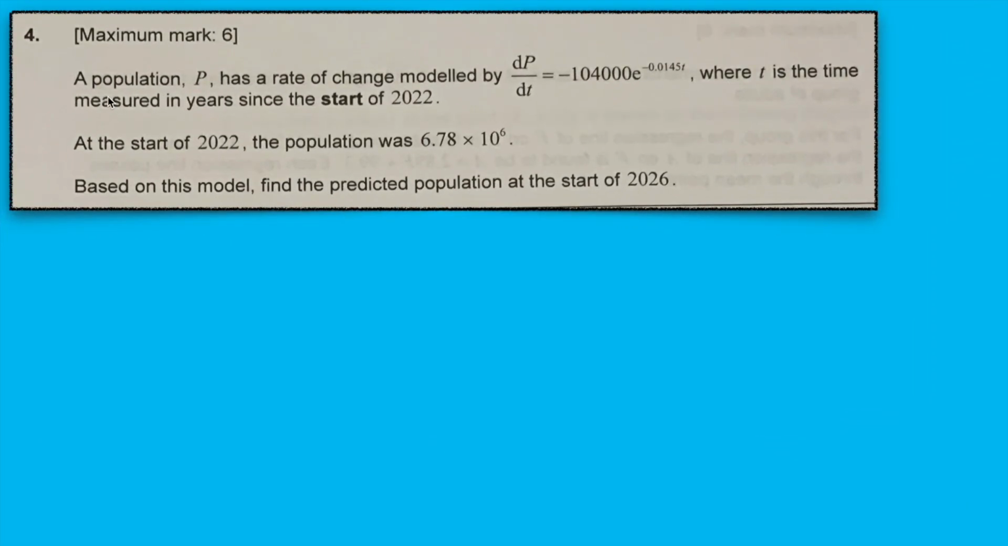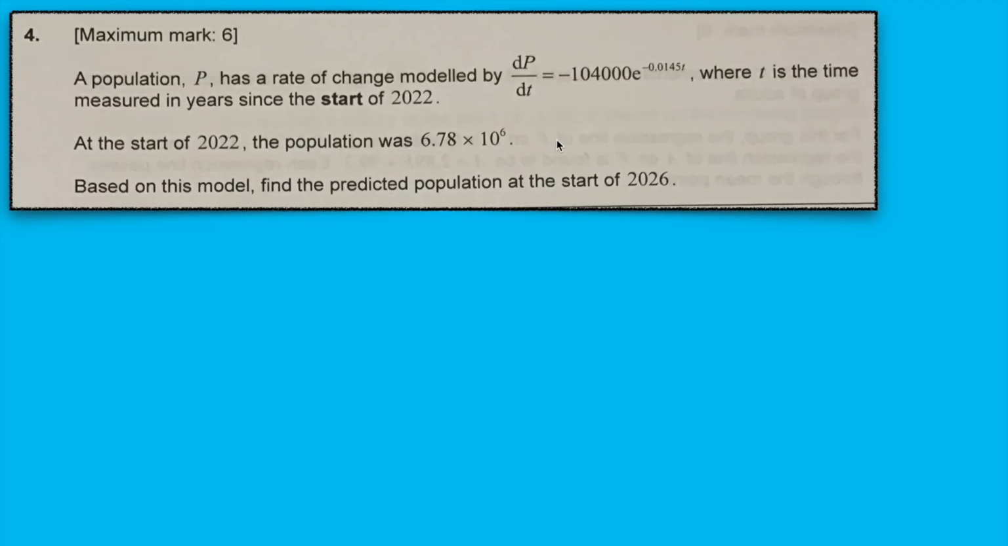Number 4, a population P has a rate of change modeled by dP/dt is equal to negative 104,000 times e to the negative 0.0145t, where t is the time measured in years since the start of 2022. At the start of 2022, the population was 6.78 by 10 to the 6. Based on this model, find the predicted population at the start of 2026.